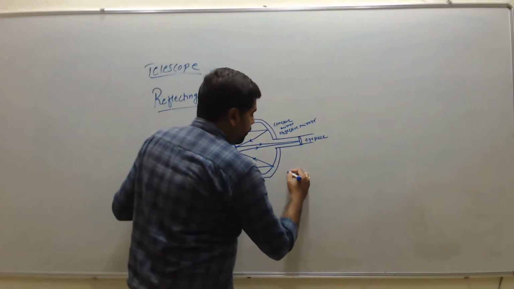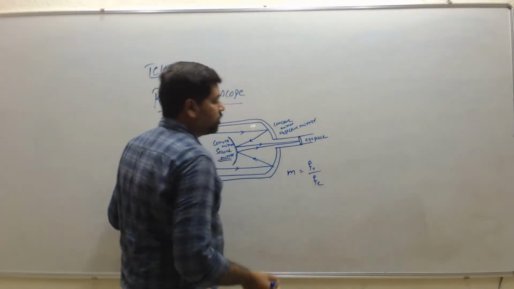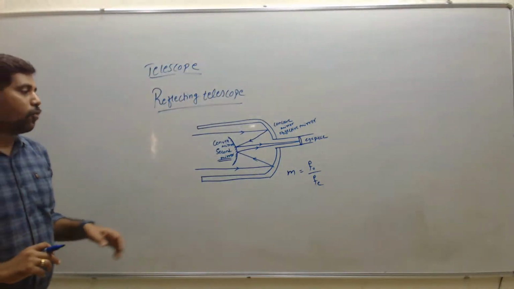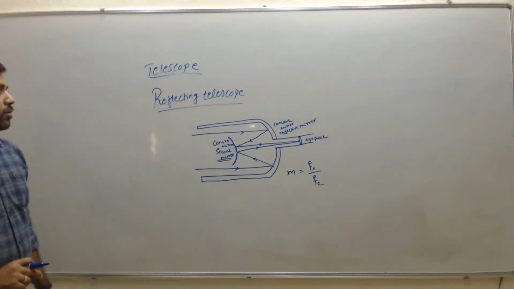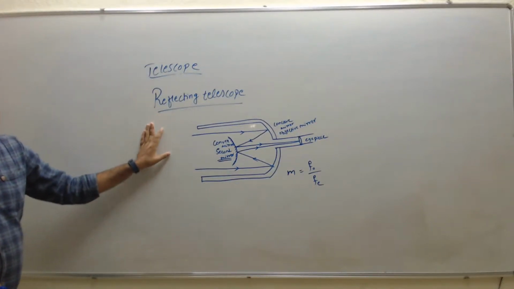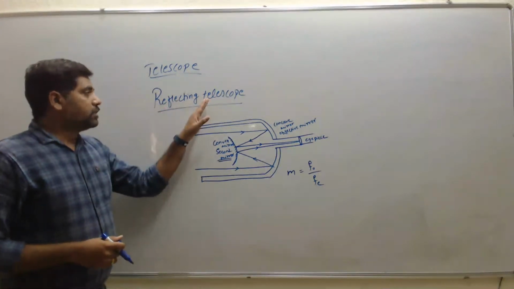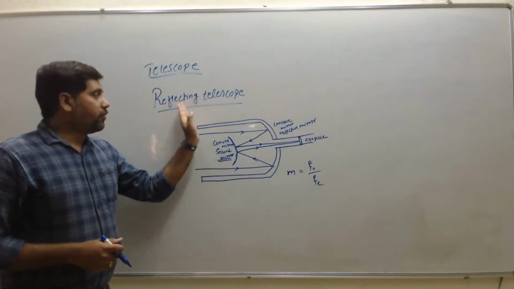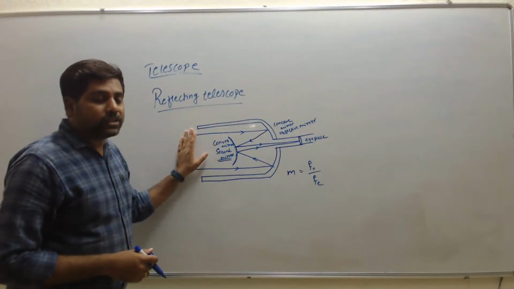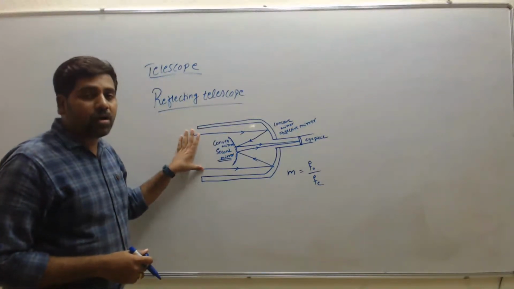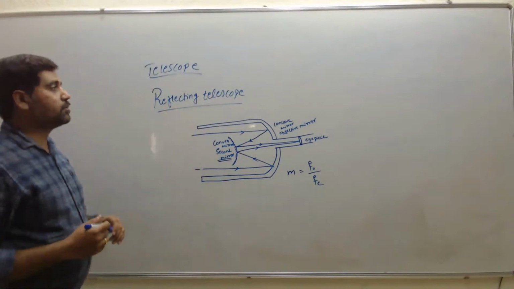Here also the magnifying power m is the same, that is m equals f_o divided by f_e, the focal length of the objective mirror to the focal length of the eyepiece. So this is about the reflecting telescope. The advantages of the reflecting telescope are that we don't have any chromatic aberration and its size is very small.